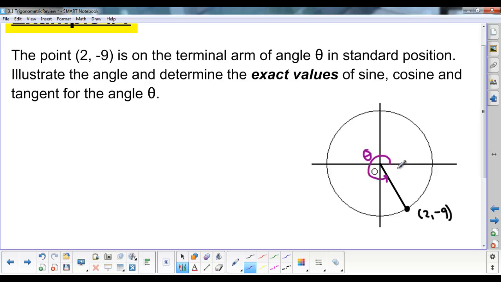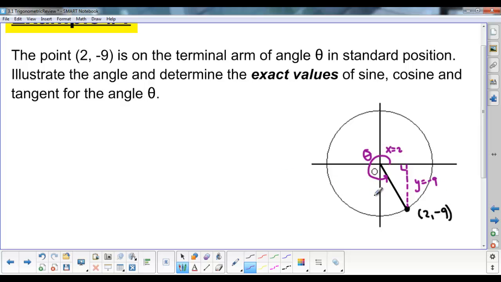Now what we're going to do here is use that related acute angle that I talked about earlier. So I'm going to take this point here and drop a perpendicular line towards the x-axis to create a right triangle. And again, remember from the very beginning of the slide, this point was created by starting at 0, 0, and we went right on the x-axis 2 units, and down on the y-axis 9 units. So I can say that x is 2 and y is -9.